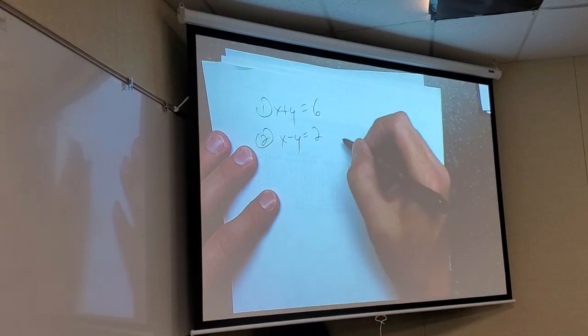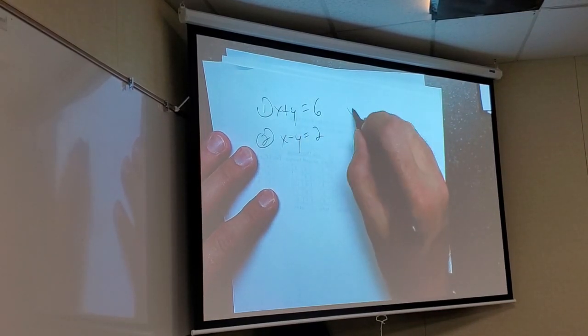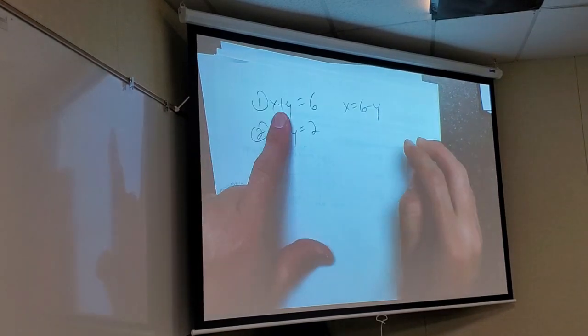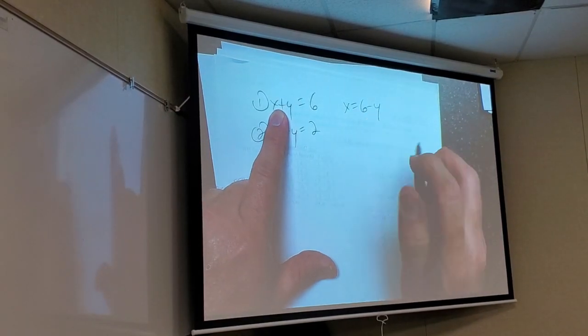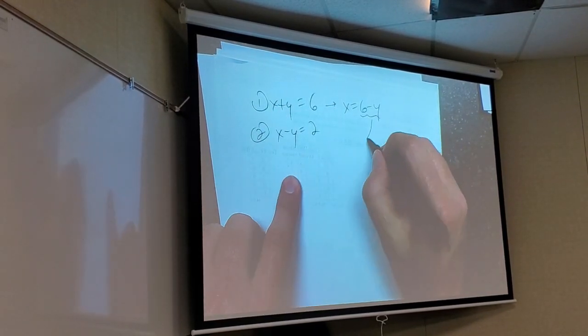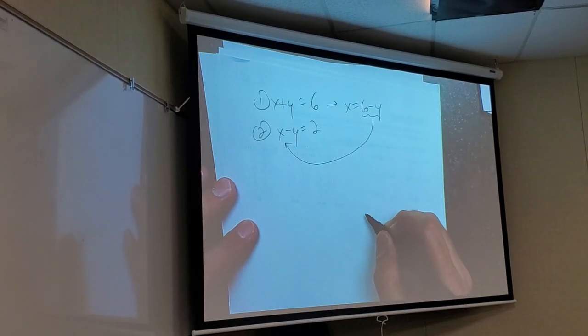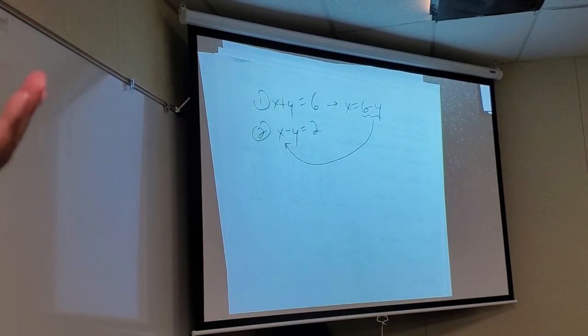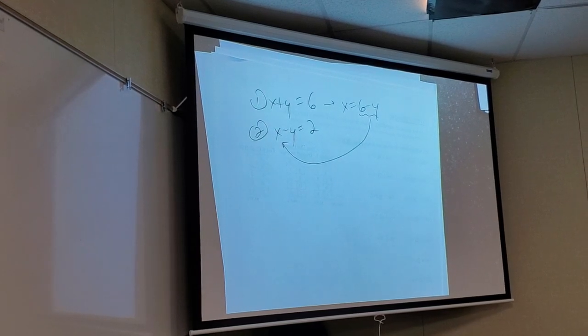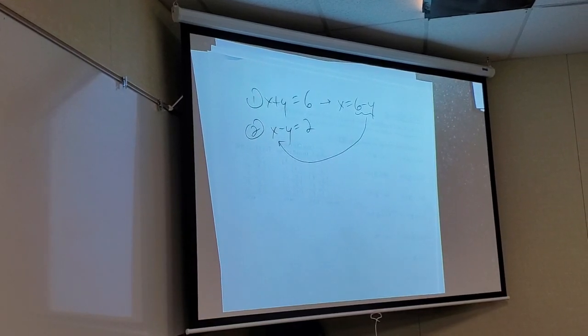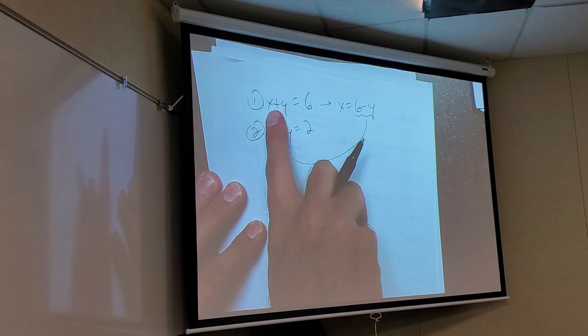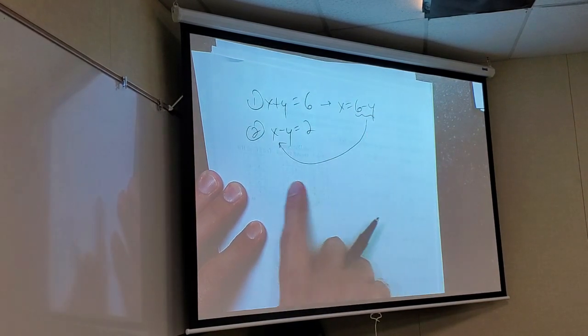Isn't there too many variables? Can't I just solve for one and then plug it in? Yes. We've done that before, earlier today. So this is what's called substitution. Solve one equation for a letter and then plug it into the other one.